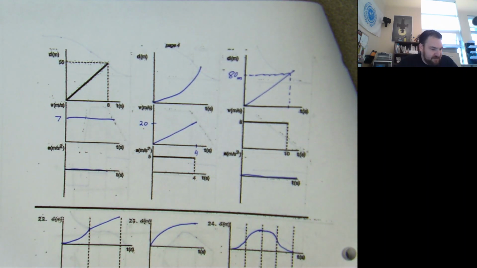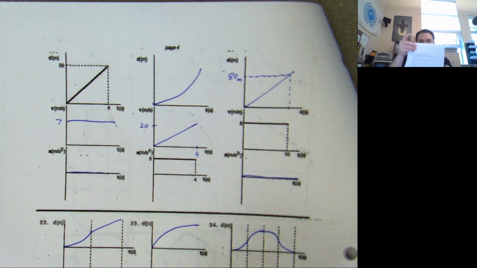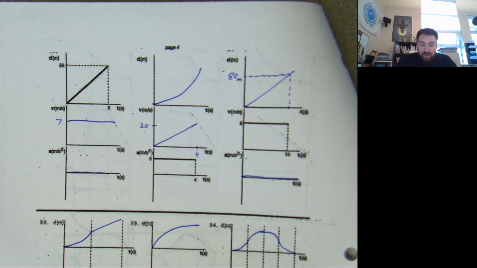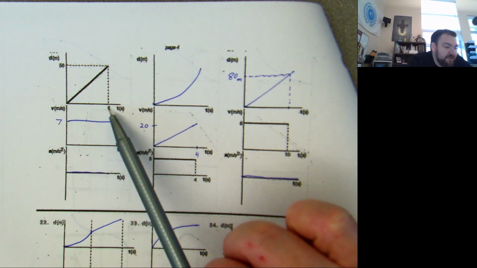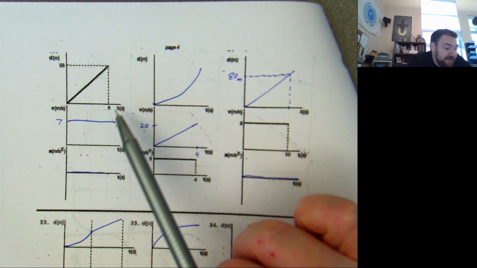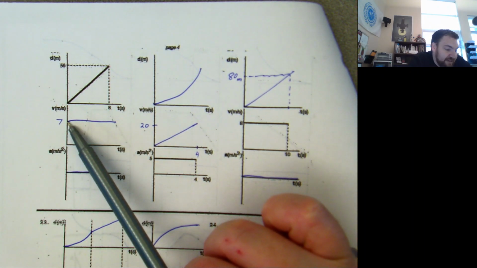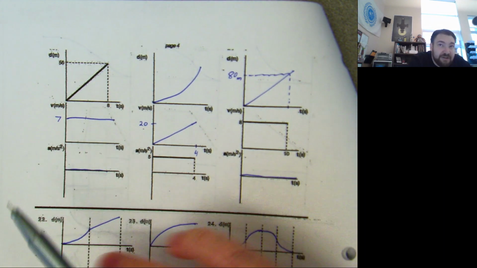These ones look like this. We can actually play with some values on here. We have values for all of them, and so we're actually able to plot some values on these graphs. So if this one is 56 up and 8 over, rise over run, 56 over 8 is 7. So that means a constant velocity of 7, no acceleration here.